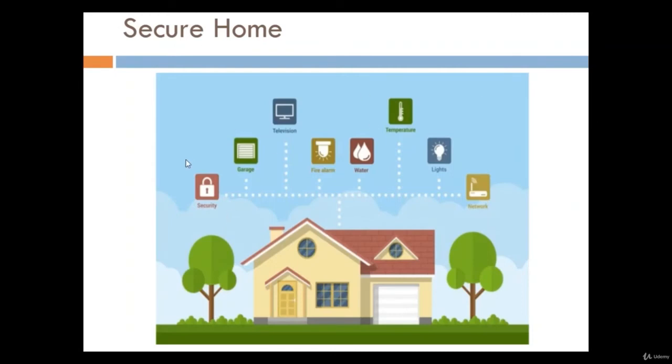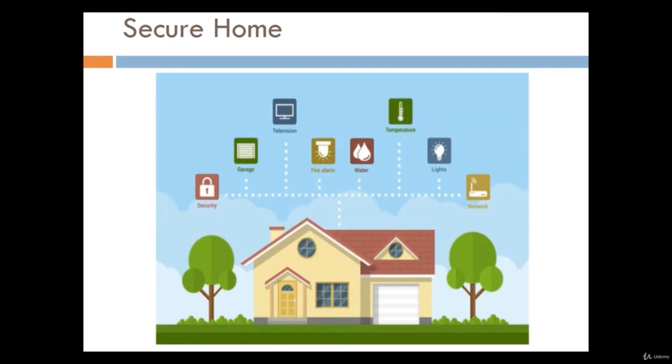And then coming to the application of a secure home, if you can see this image, there is fire alarm, there is water, temperature, so all these things are being monitored continuously. Your network and your lights, everything is under the IoT connected space, and your door locks are also connected to the internet.